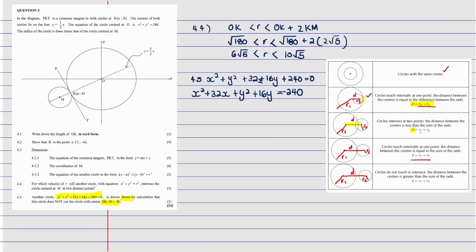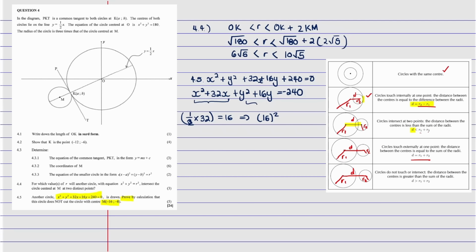So now I'm going to do completing the square here. I'm going to deal with just x first. We see that it's x squared and here's y squared, so I don't need to divide anything throughout. Here we're going to have 32, so I'm going to half 32, which gives me 16. Then I'm going to square it, so it's 16 all squared.